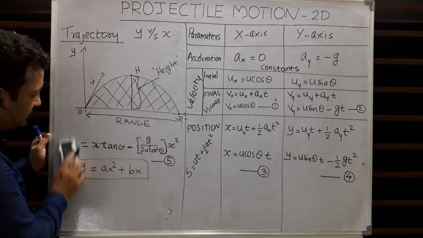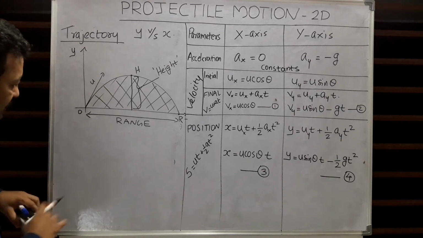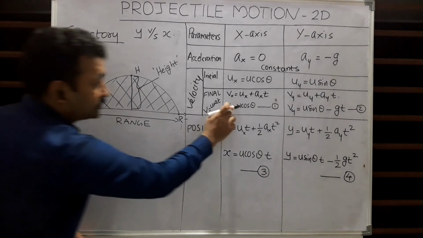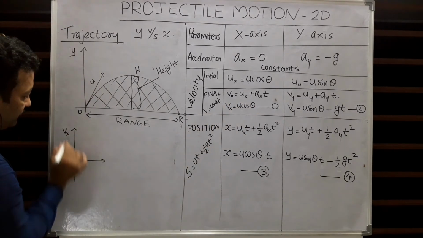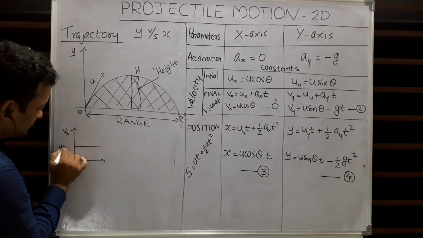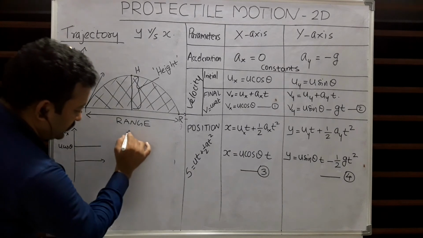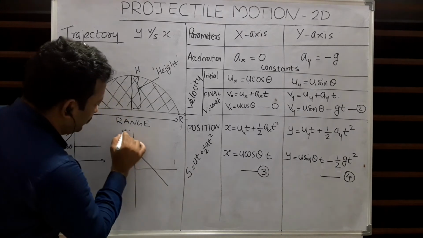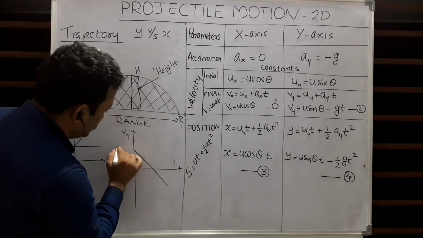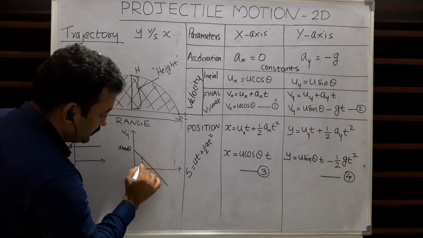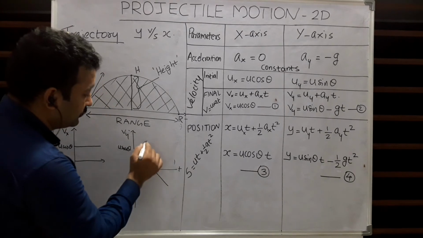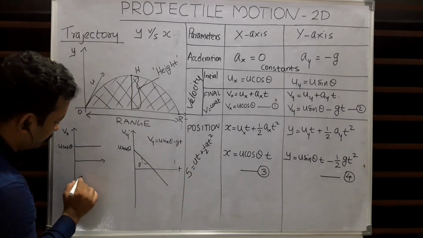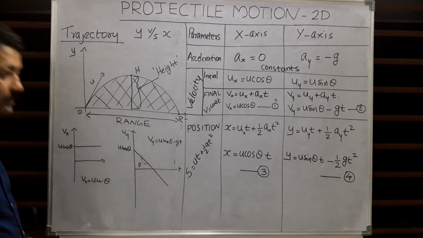We have already noticed that the velocity x variation is Vx, a constant, u cos theta throughout the motion, and the y component is varying. It is decreasing with a slope of g, as Vy is equal to u sin theta minus gt, and Vx is equal to u cos theta.